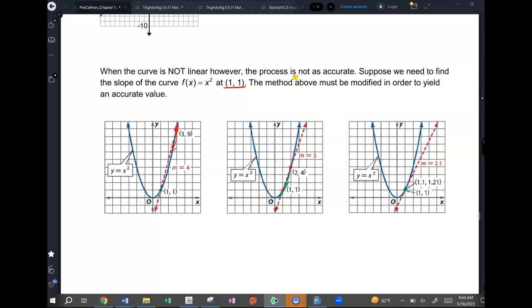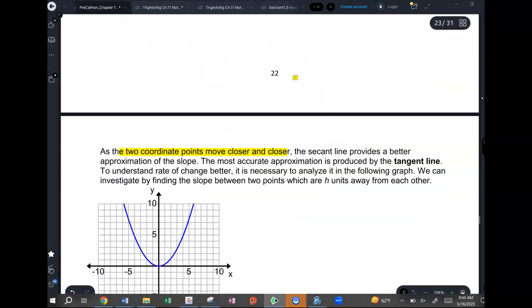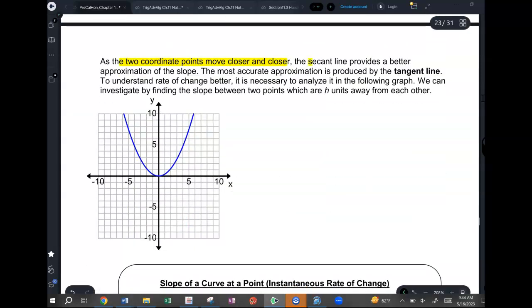But what did we see happen? As we moved that point closer and closer to the first one, the slope of the secant line became the same as the slope of the tangent line, which is what I wanted. Okay, so this is the wording that we need to take us into calculus, right? So the secant line becomes a better and better approximation of the slope. Are you okay? Okay. All right, so let's write this up.